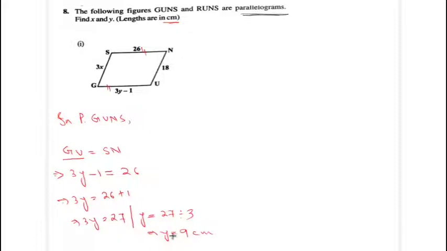Okay, so here the value of y you have got. Similarly, as it is a parallelogram, these two sides are also equal. So here we will write SG is also equal to NU. The measurement of SG is given as thrice x, NU is 18. So x equals what? 18 divided by 3. So 6, or we can say 6 centimeter.